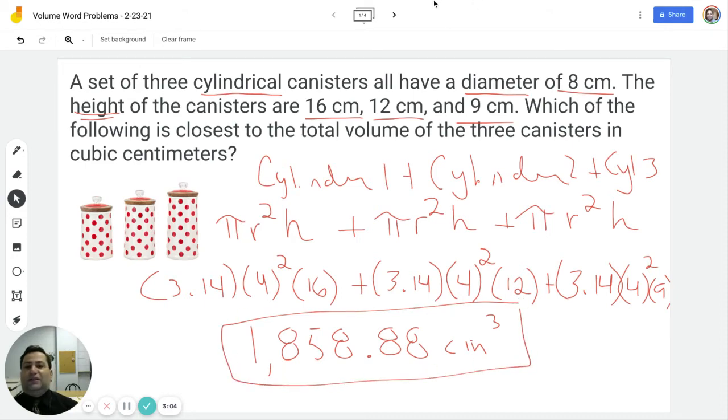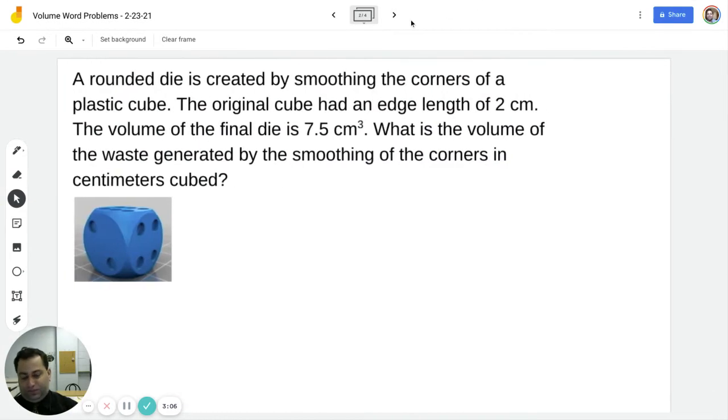Let's take a look at the second one. It says here, a rounded die is created by smoothing the corners of a plastic cube. The original cube has an edge length of 2 centimeters. The volume of the final die is 7.5 cubic centimeters. What is the volume of the waste generated by the smoothing of the corners in centimeters cubed?